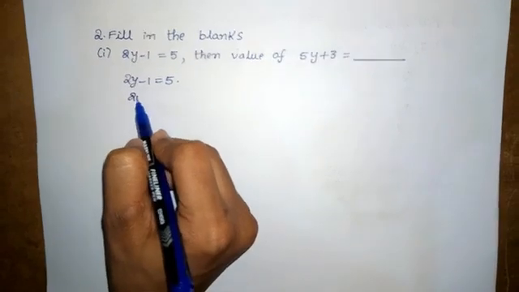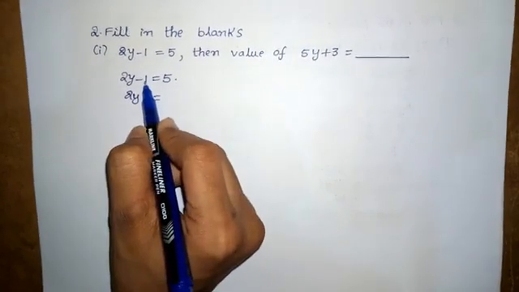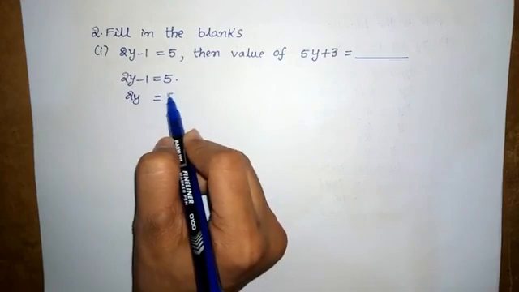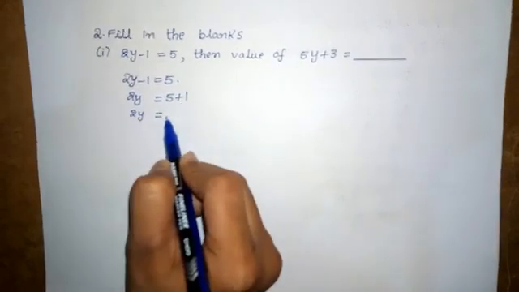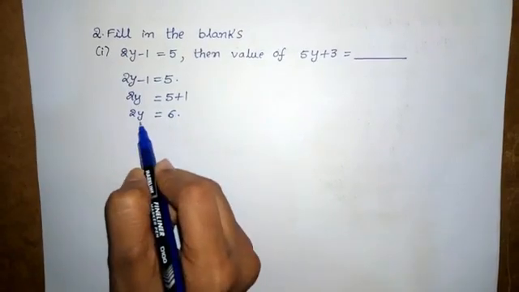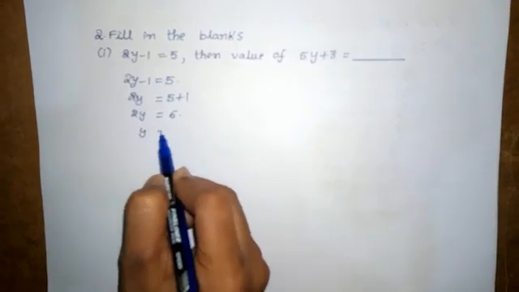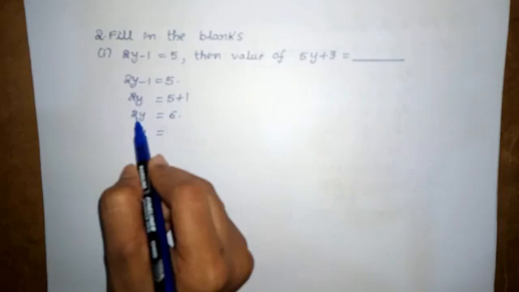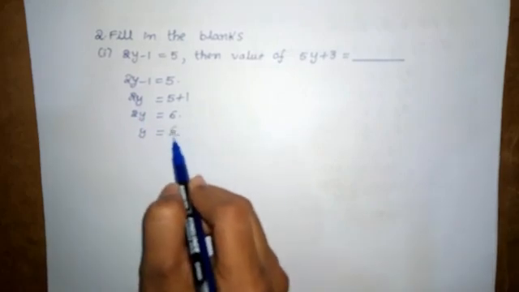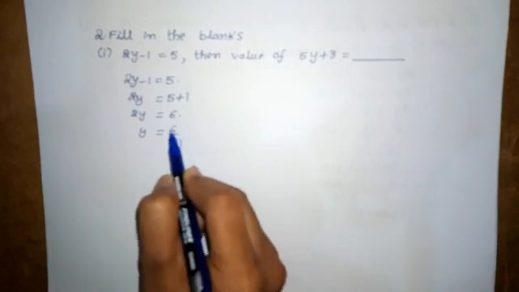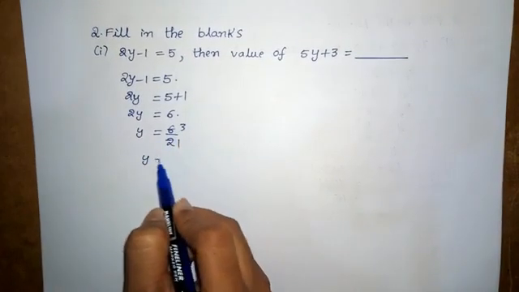From this, 2y is equal to 5, and minus 1 moves to the right side as plus 1. So 2y is equal to 5 plus 1, which becomes 6. From this, find the y value. So y is equal to, 2 is multiplication on the left side, so it moves to the right side as division. So 6 by 2, 2 ones are 2, 2 threes are 6. So from this y equals 3.